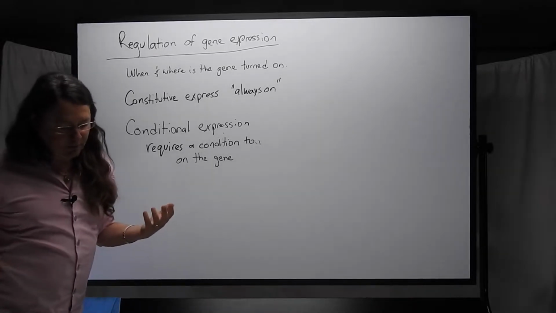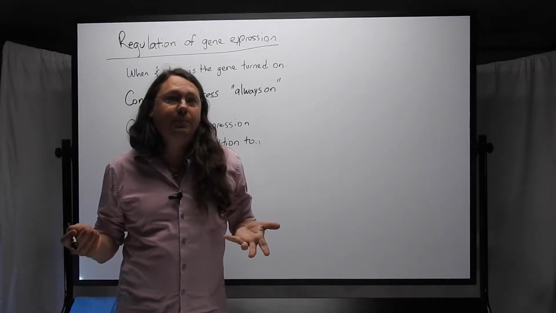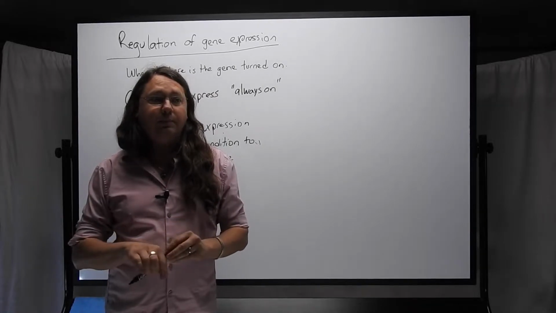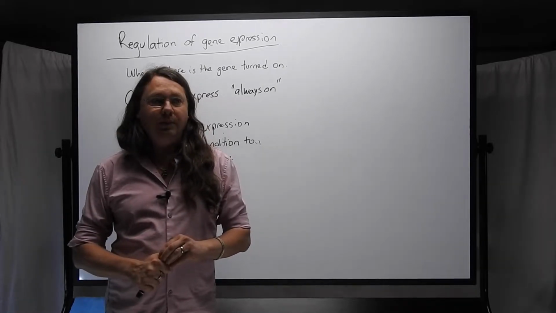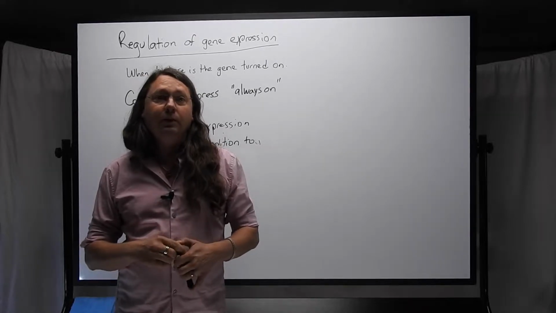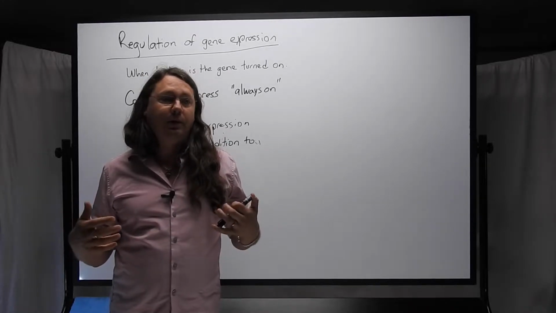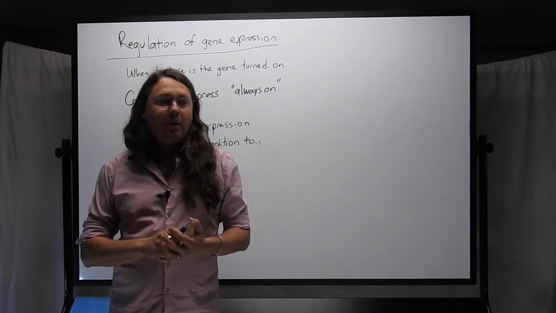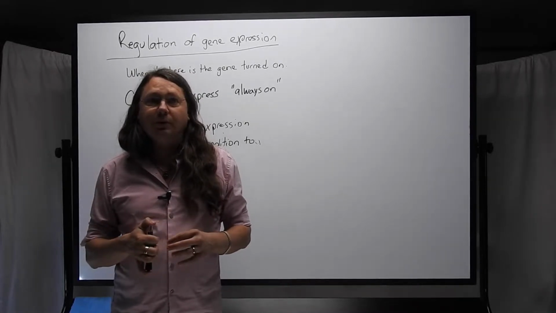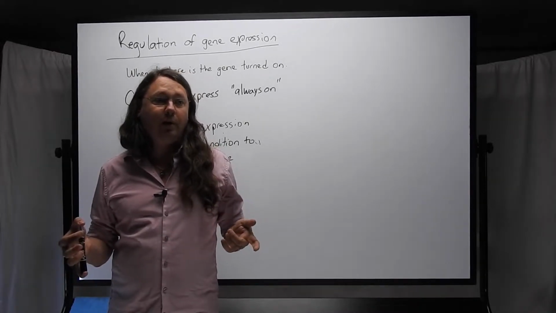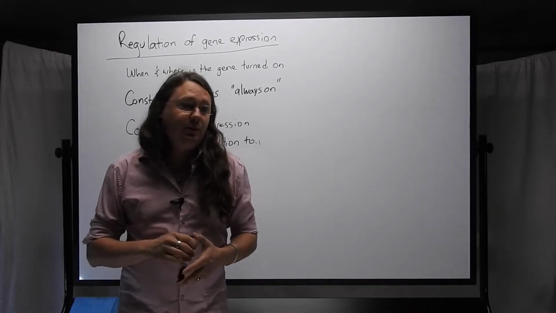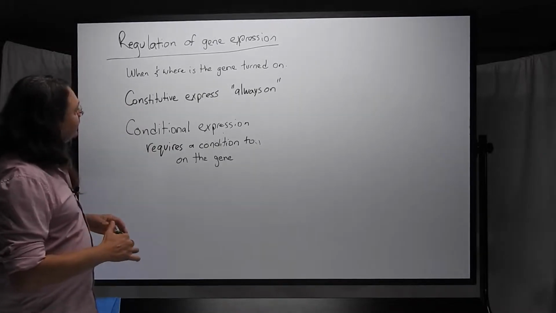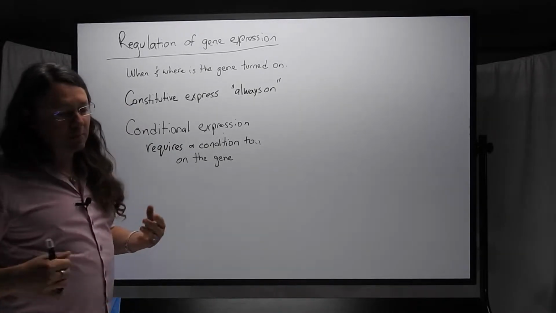And it could be either tissue type, so where in the body or where in the plant the cell is located, or it could be due to hormonal response. So estrogen and testosterone are small molecules that affect gene expression. They turn on genes that are required for the reproduction of the species, especially in animals. It could be a small molecule.